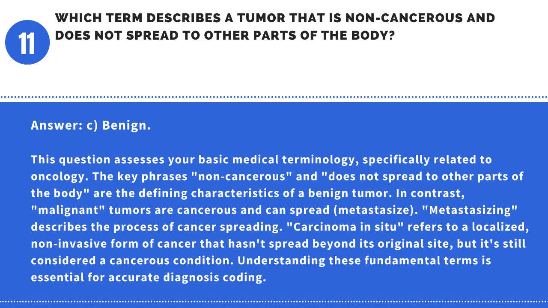Answer: C. Benign. This question assesses your basic medical terminology, specifically related to oncology. The key phrases non-cancerous and does not spread to other parts of the body are the defining characteristics of a benign tumor. In contrast, malignant tumors are cancerous and can spread, metastasize. Metastasizing describes the process of cancer spreading. Carcinoma in situ refers to a localized, non-invasive form of cancer that hasn't spread beyond its original site, but it's still considered a cancerous condition. Understanding these fundamental terms is essential for accurate diagnosis coding.